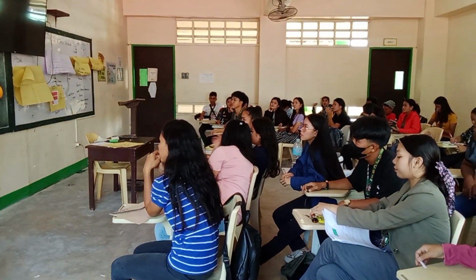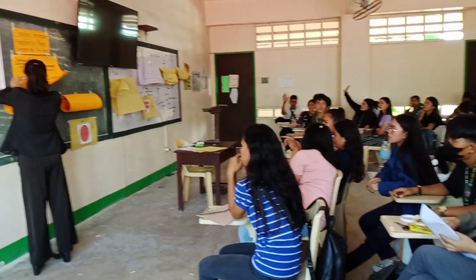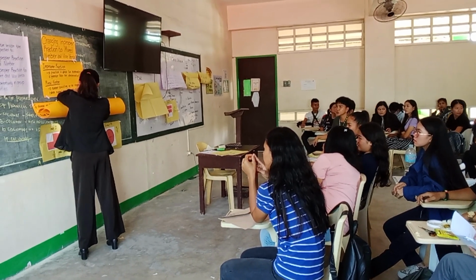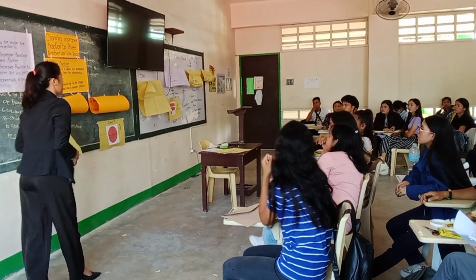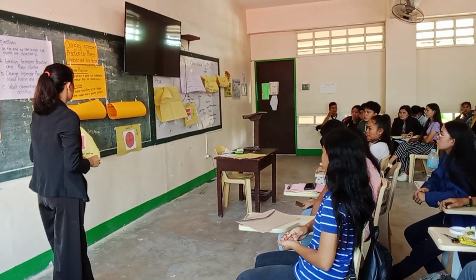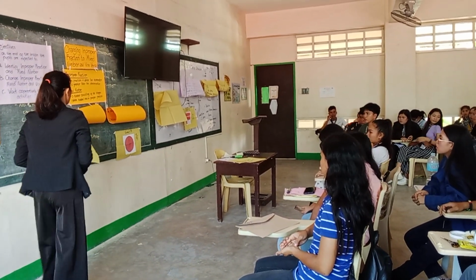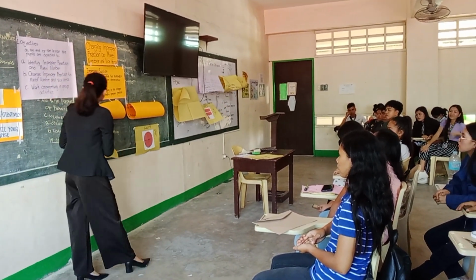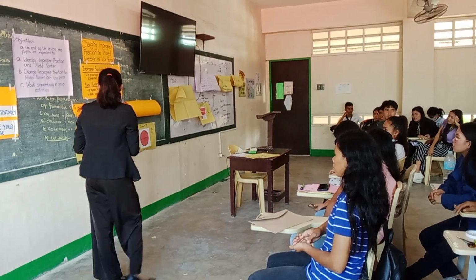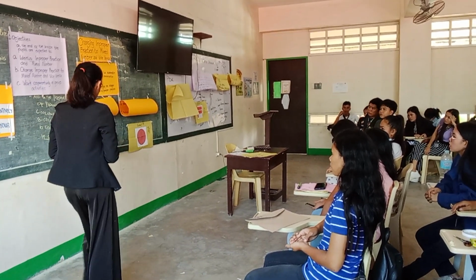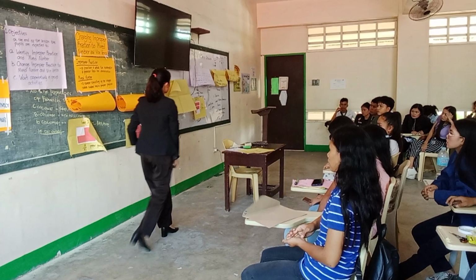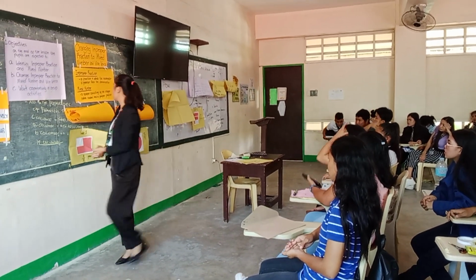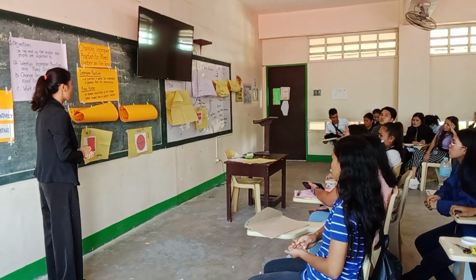Who wants to read? Yes, Honey Joy? Improper fraction. A fraction in which the numerator is greater than the denominator. Okay, so improper fraction is when the numerator is bigger than the denominator. Its example is here, the 7/3. So it's always the numerator that is bigger than the denominator.